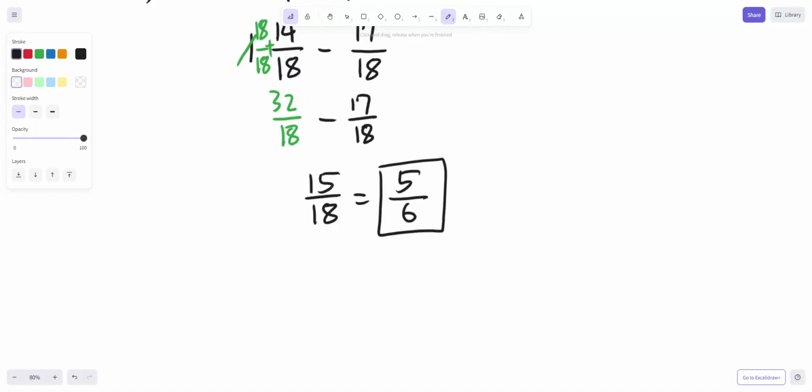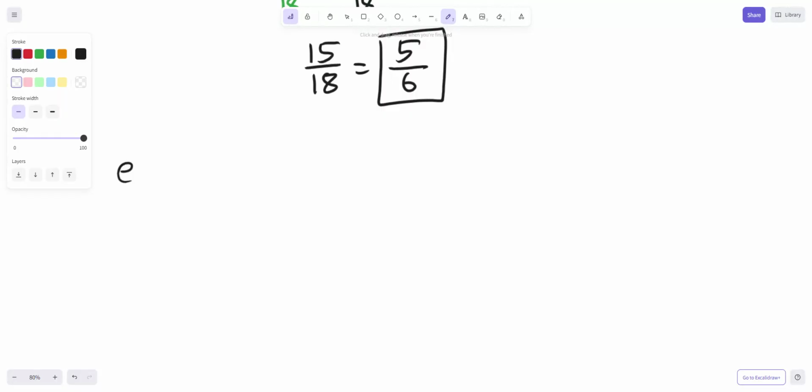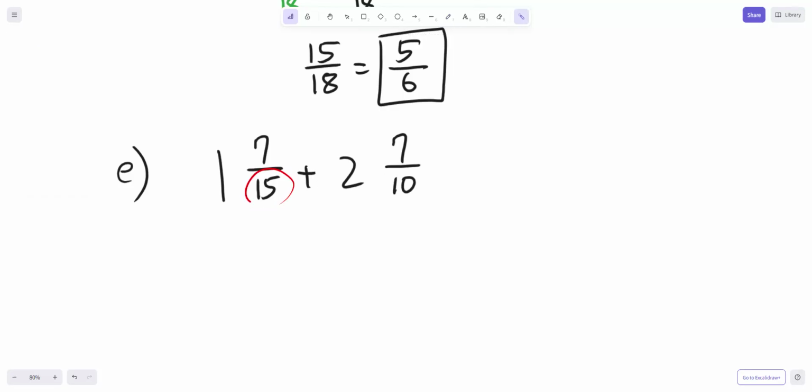And then let's do 2 more, A, B, C, D, E. What if it's 1 and 7/15 plus 2 and 7/10? Here I'm going to do my strategy of I find the bigger denominator. 15 times 1 is 15. Does 10 go into 15? No. 15 times 2 is 30. Does 10 go into 30? Yes, it does. So that's my denominator.